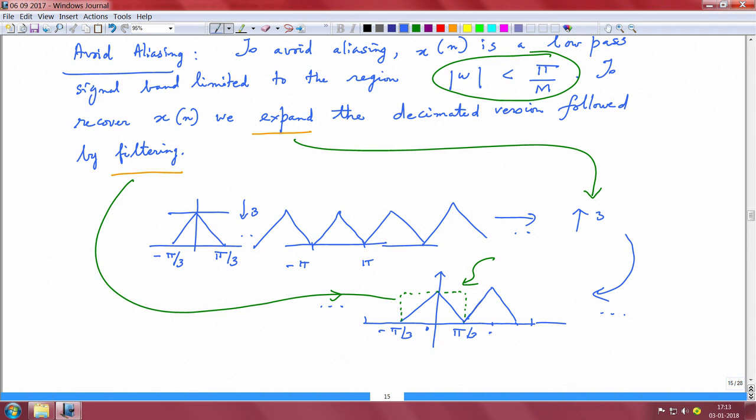Centered at 2 pi by 3, and then you have the rest of the copies. So, this is what I meant by filtering, and this is what I meant by upsampling, because you want to basically get your baseband signal right. And you can appreciate that if you want to avoid aliasing, then modulus of omega, that is the absolute frequency, should be strictly less than pi upon M, and this is a very important condition.